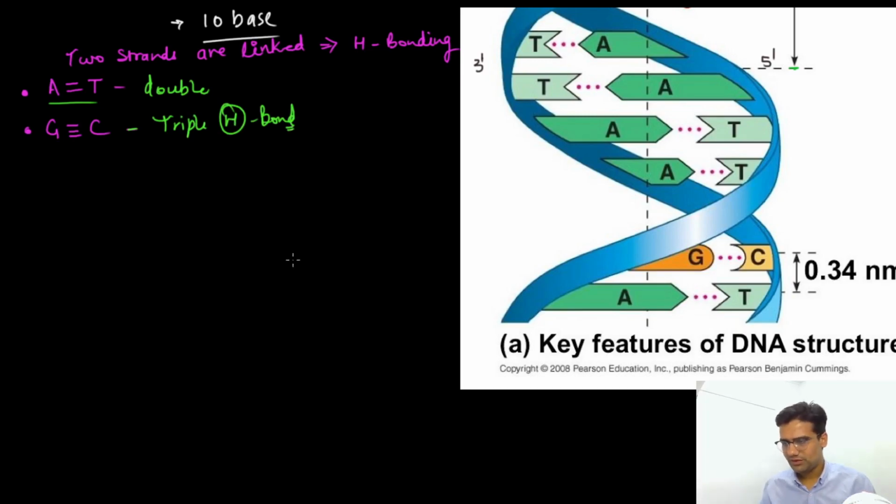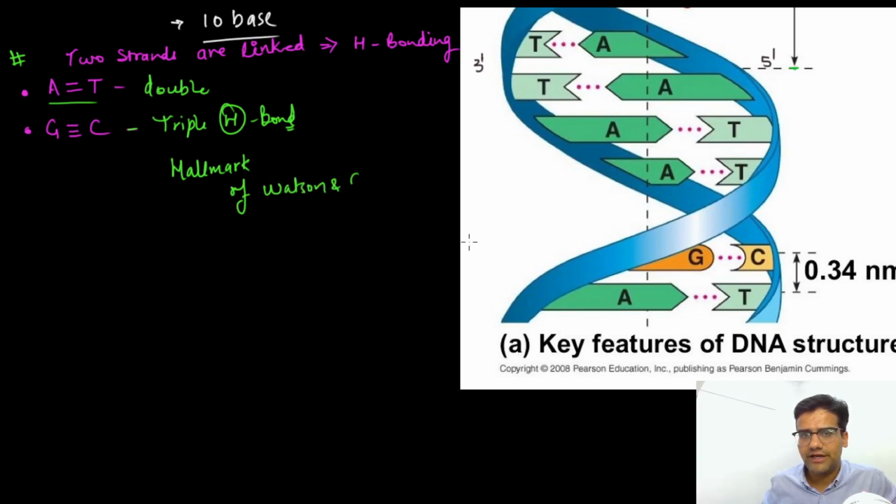Most of the structure of these two strands is derived from the structure given by Wilkins and Franklin and Chargaff's rule. But this is something special discovered or observed by Watson and Crick. Therefore, this whole thing is what we call the hallmark of Watson and Crick.